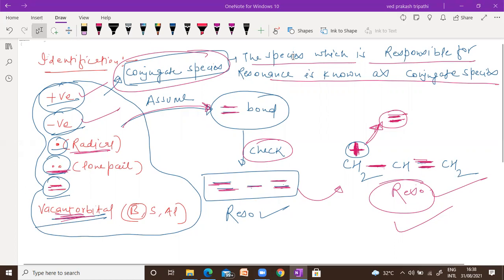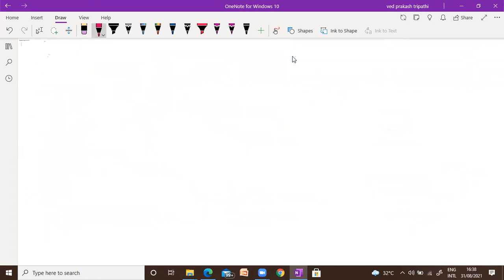Perfect. I can tell you again, listen. First of all, these are the conjugate species: positive, negative, radical, lone pair, double bond, and vacant orbital. It means they will show resonance. So if any compound is there, first of all, you will have to assume every conjugate species as a double bond and check double, single, double. If double, single, double is there, it means it can show resonance. Suppose we can take this one.